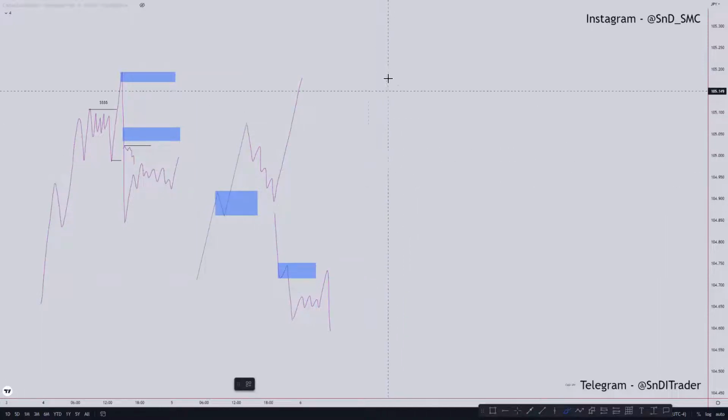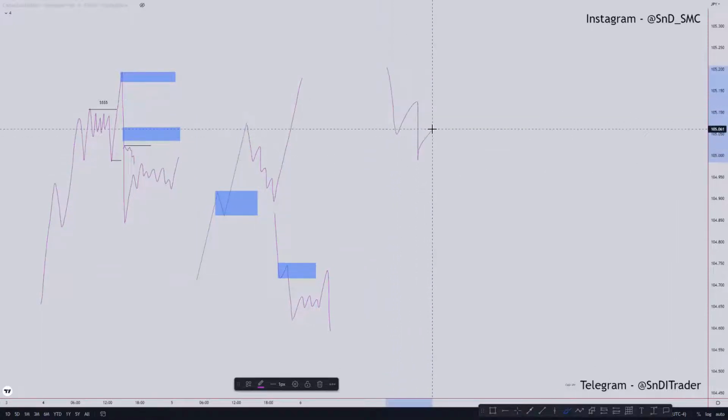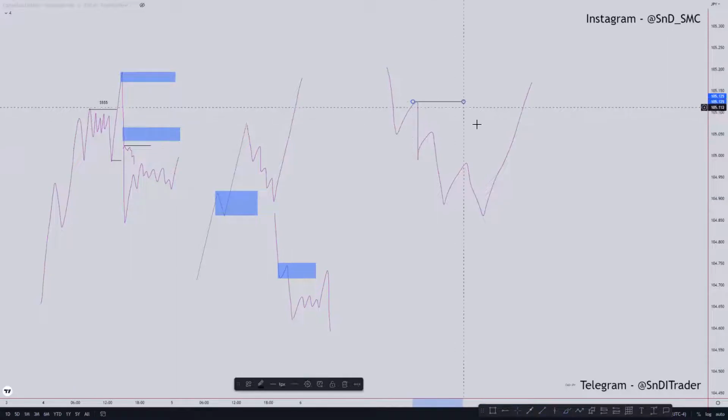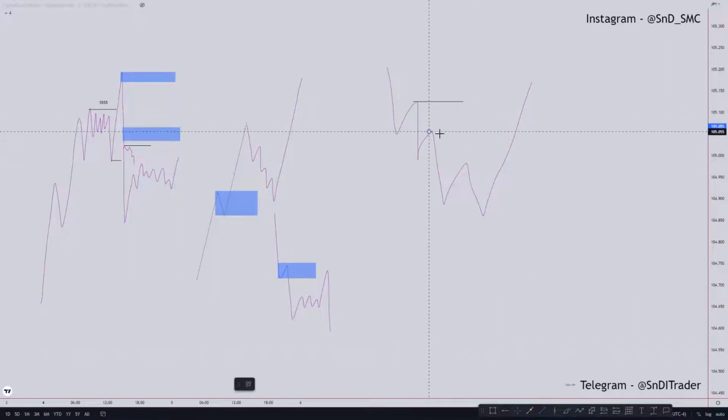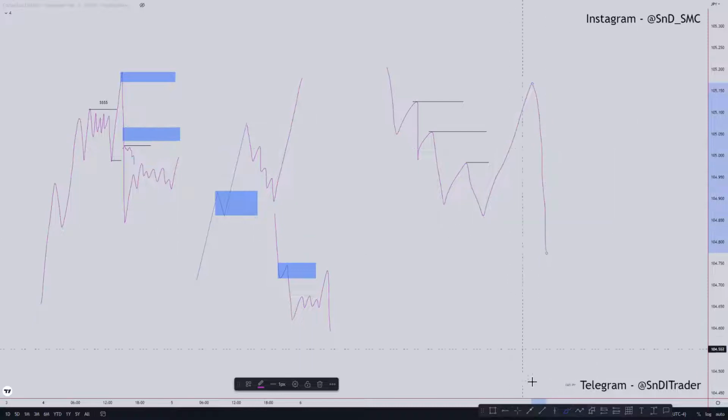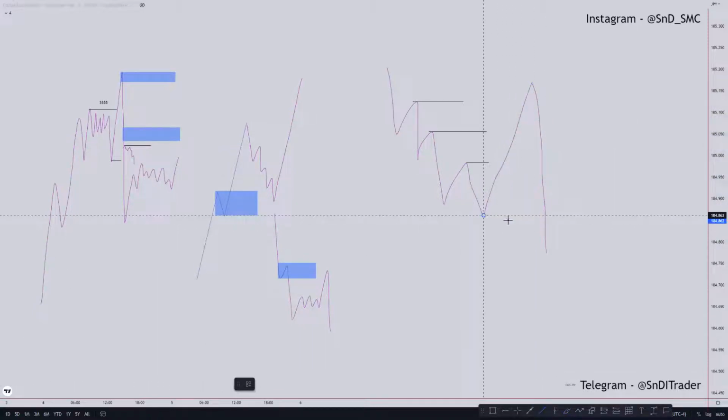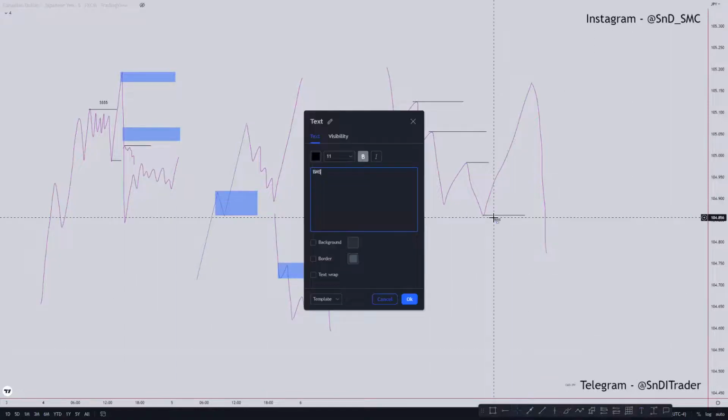Just for instance, if price is making lower low, lower high, lower low, lower high, lower low, lower high, lower low, and then a higher high. So you see this higher high has taken out all those liquidity from here, all those liquidity from here. And if that high has taken out the last low, that will be a form of BMS. So that will be considered as a BMS.